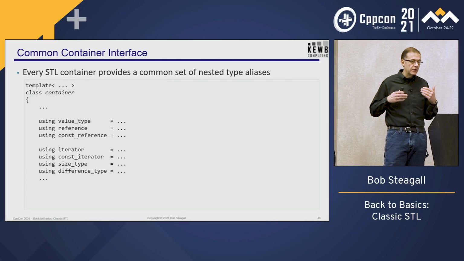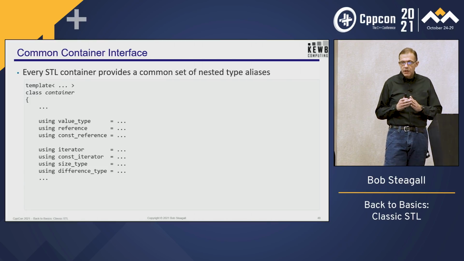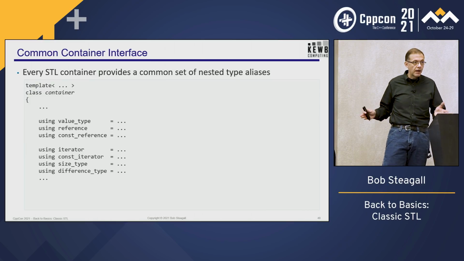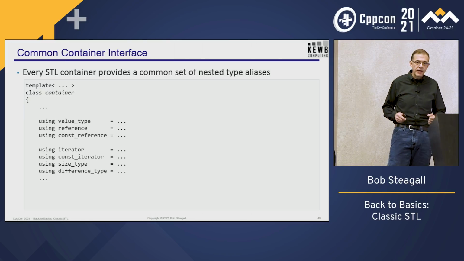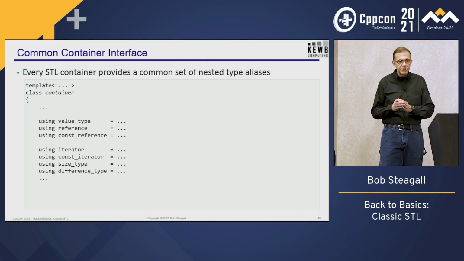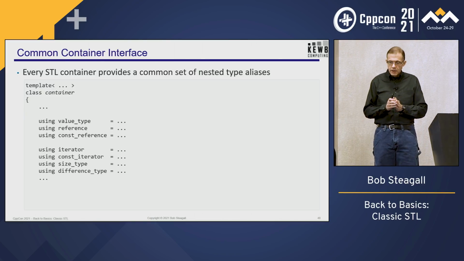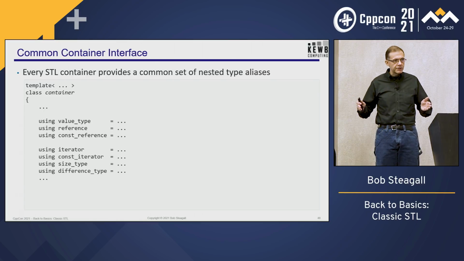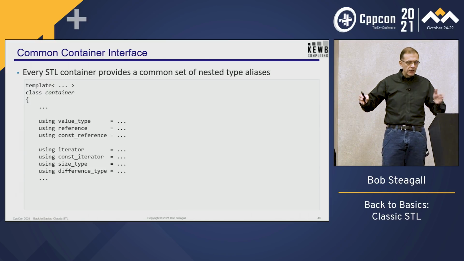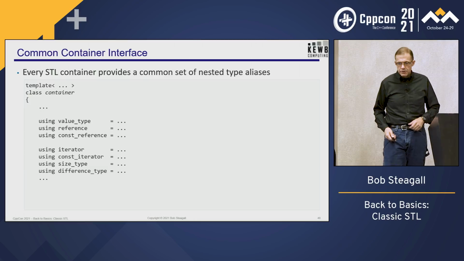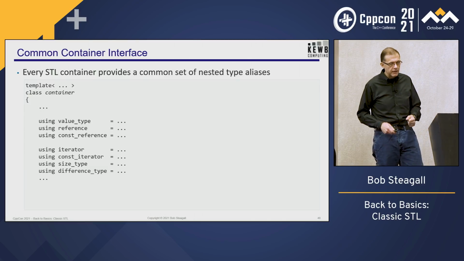Size_type is an unsigned integer type which is capable of representing the number of elements that the container can possibly hold. Difference_type is a signed integer type which is capable of representing the distance between two iterators in the sequence. And it has to be signed because you can have a negative distance between an iterator further along in a sequence and an iterator near the beginning of the sequence. So distance can be positive or negative.